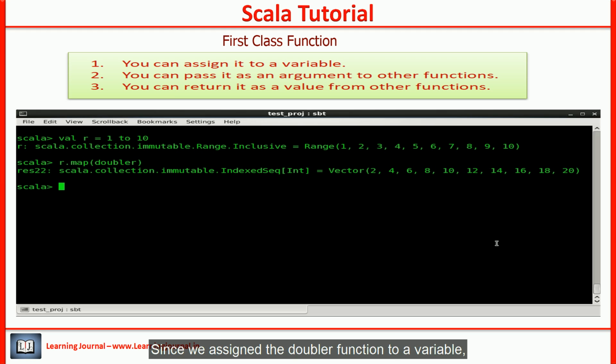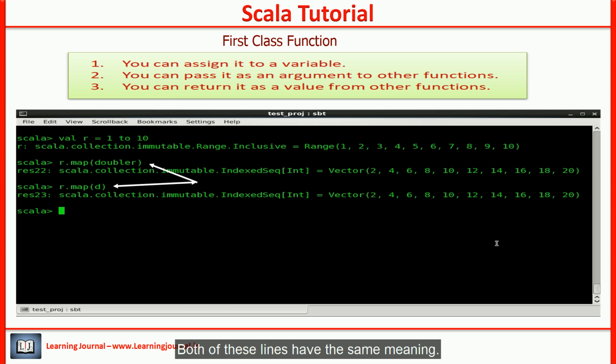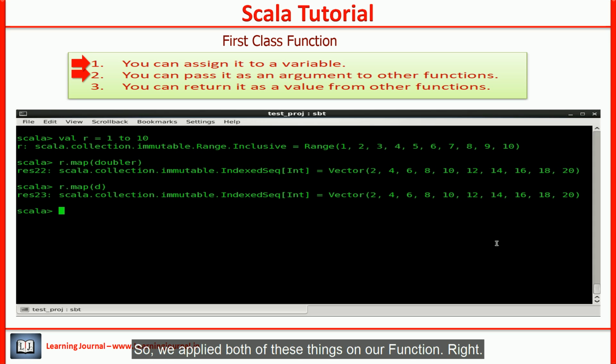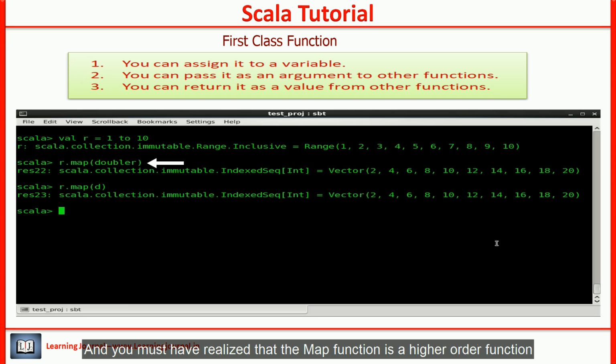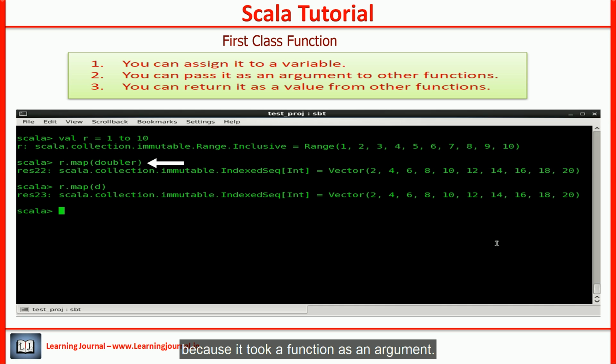Since we assigned the doubler function to a variable, you should have been able to pass the variable as well. Both of these lines have the same meaning. So, we applied both of these things on our function, right? And you must have realized that the map function is a higher order function because it took a function as an argument. Finally, we need an example of returning a function.